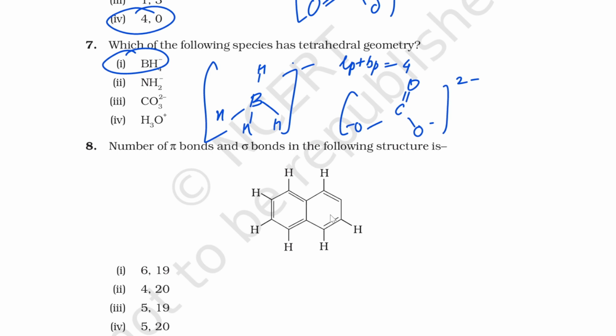H3O plus looks like it should be tetrahedral. No? Why is H3O plus not tetrahedral? It seems to me it should be too. What do you think? In the 7th one the answer should be both 1 and 4. Why am I saying H3O plus should also be tetrahedral? Well, okay, I've got water.